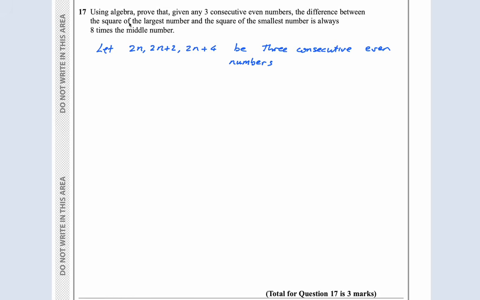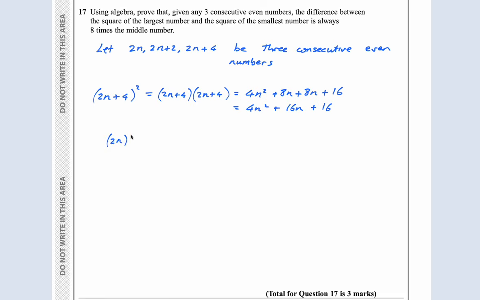It wants the difference between the square of the largest number and the square of the smallest number. The square of the largest number is 2n plus 4 squared. This is equal to 2n plus 4 times 2n plus 4, which is 2n times 2n, 4n squared, plus 8n plus 8n plus 16, which is 4n squared plus 16n plus 16. Okay, that's the square of the largest one. The square of the smallest one, which is 2n squared, well, that's just equal to 4n squared.